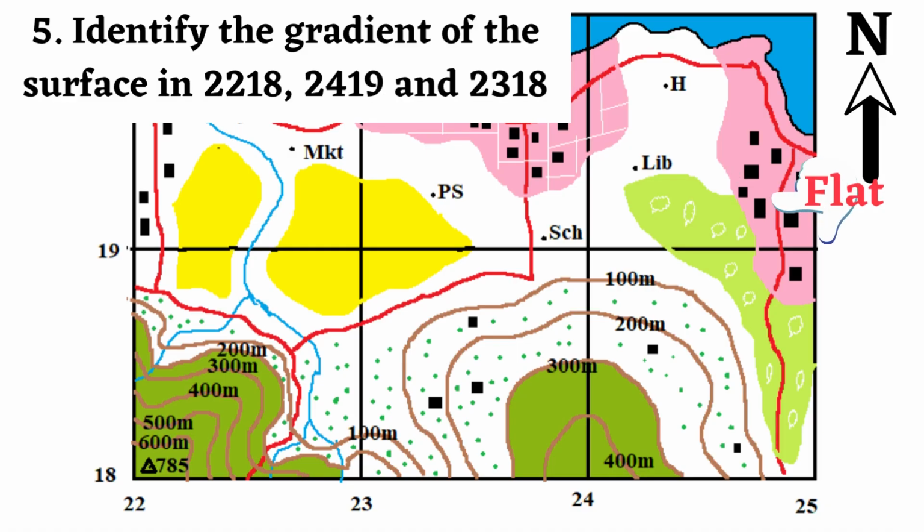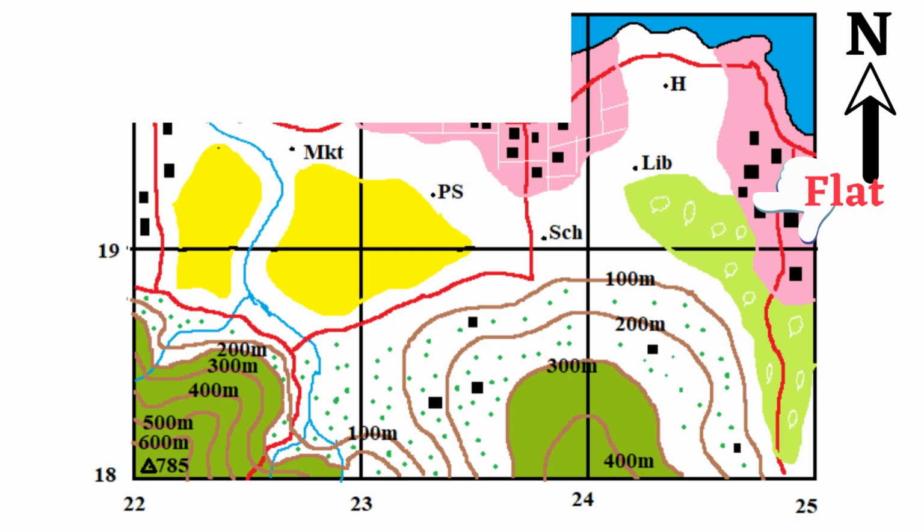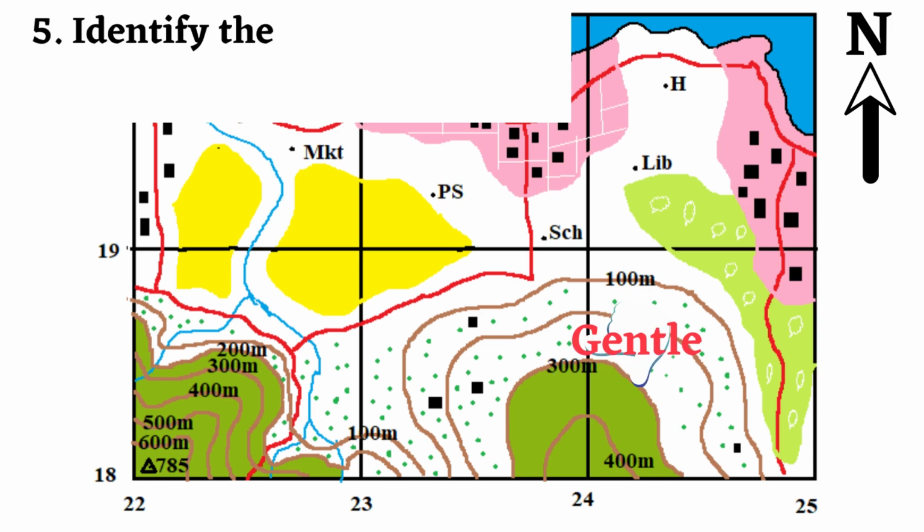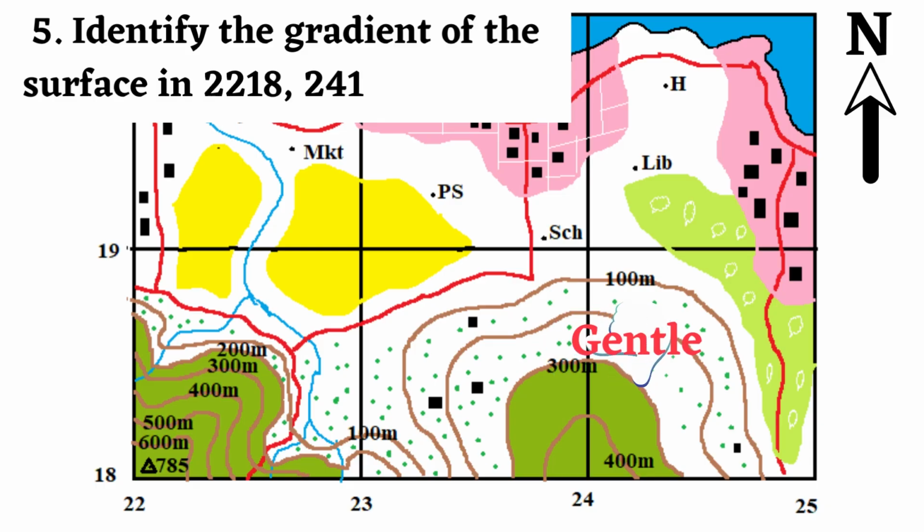In 2419, there is no contour line at all, which means that the land is flat. In 2318, we see contour lines, but the contour lines are further apart, and this indicates that the land is gentle.